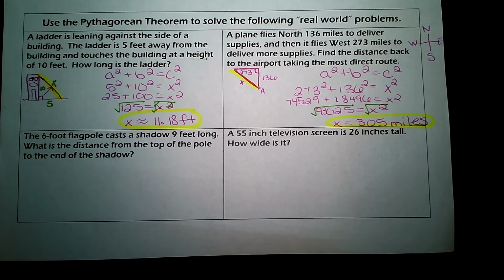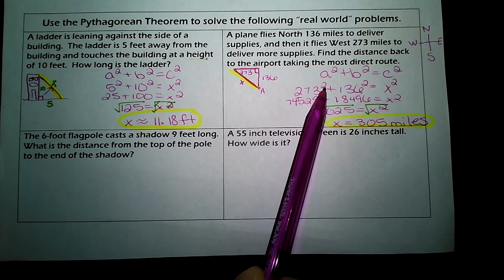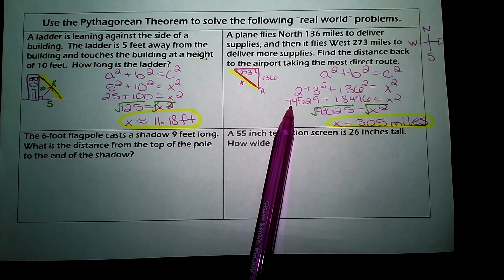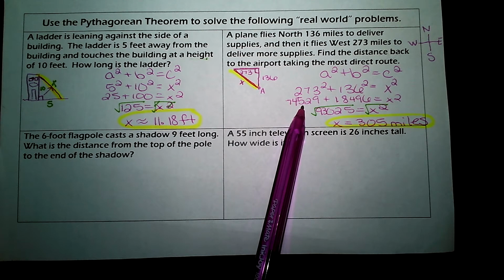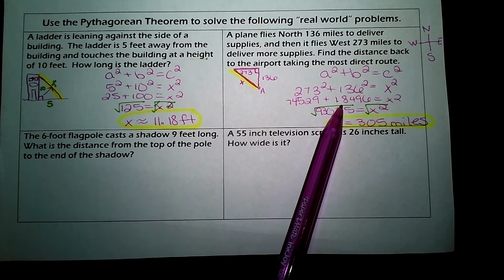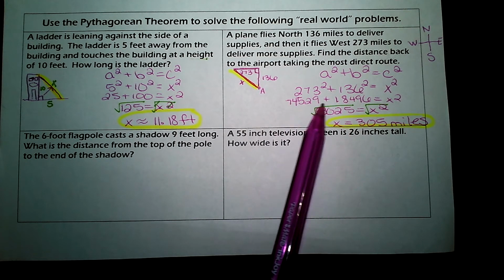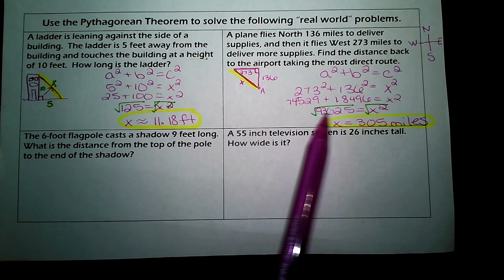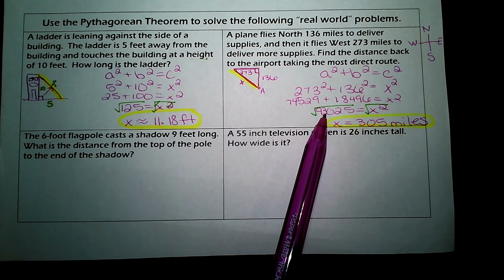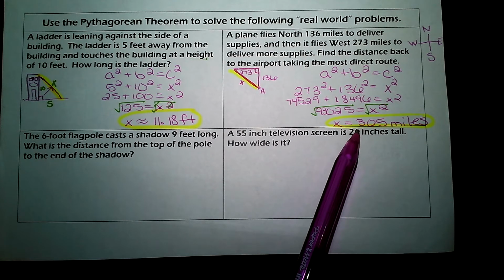How'd you do? Let's take a look. I got 305 miles. These are some big numbers, so let's stick together here. 273 squared gives me 74,529. 136 squared gives me 18,496. You have to add those together for a total of 93,025, and then take the square root of that, which happens to be a perfect square, 305.